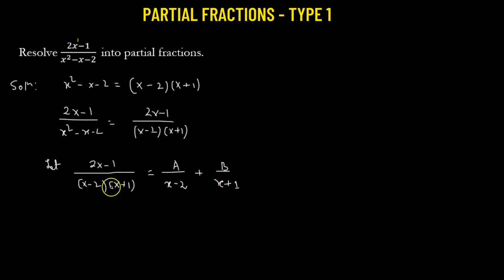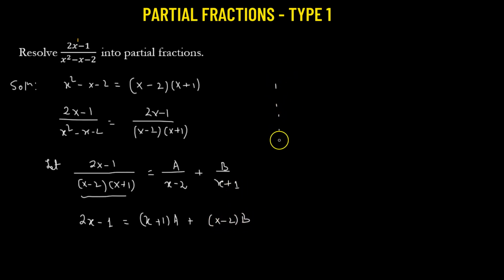So let's begin. To find the values of A and B, we multiply both sides of the equation by the denominator, x minus 2 times x plus 1. On the left hand side we simply have 2x minus 1. On the right hand side, x minus 2 times x plus 1 multiplied by A over x minus 2 gives x plus 1 multiplied by A. For the second term, B over x plus 1 multiplied by x minus 2 times x plus 1, clearly x plus 1 will get factored out, so we'll be left with x minus 2 times B.